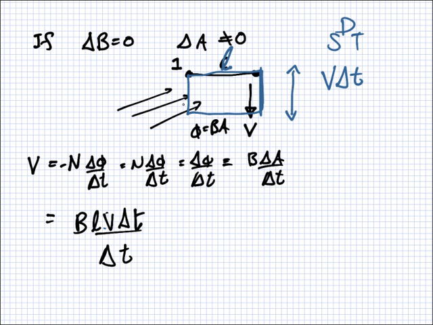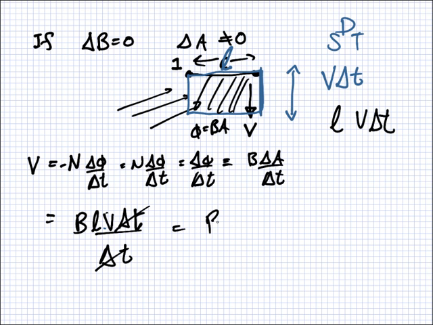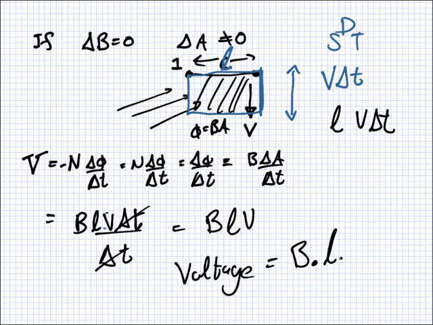The area here is L v delta t. It's that multiplied by that. But of course you can see the delta t's cancel here. So you're left with the formula BLV. And that V is not voltage. Sorry, I'll make that a little bit different, voltage. So the voltage is equal to the magnetic field times the length of the wire times the speed of the wire in the field.